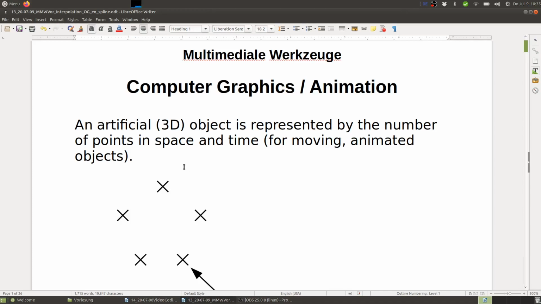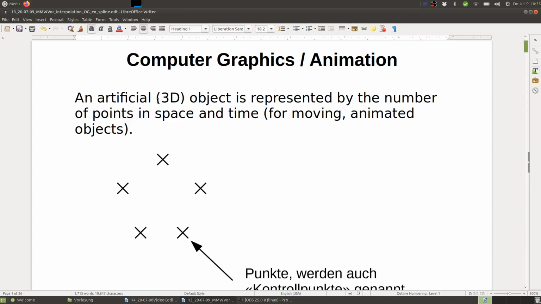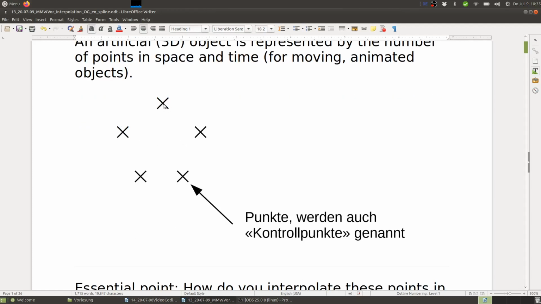So in computer graphics we have an artificial 3D object which is represented by a number of points in space and time for moving animated objects. So here are those points depicted. These points in this case could represent, for instance, a circle. And these points are also called control points because they are given to span the object and also to move the object if it's, say, a movie.